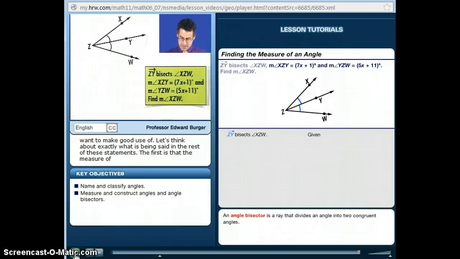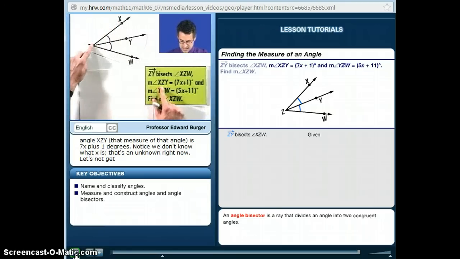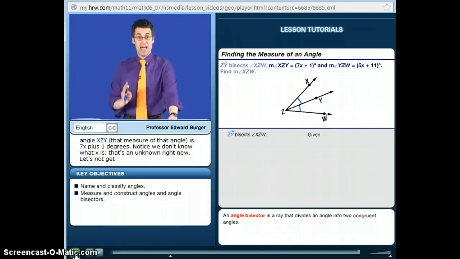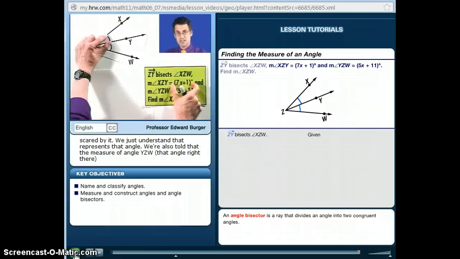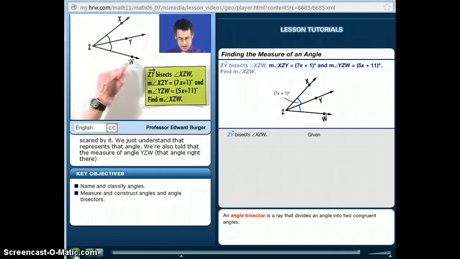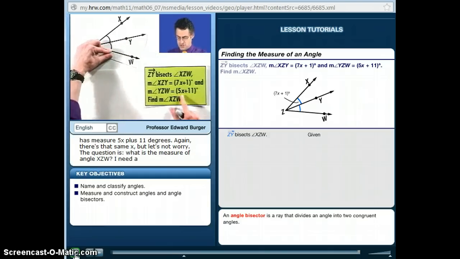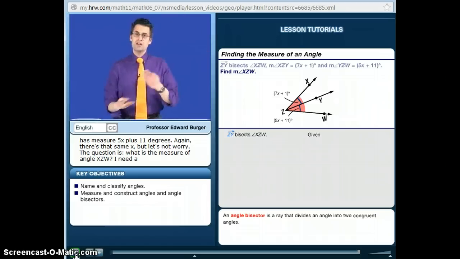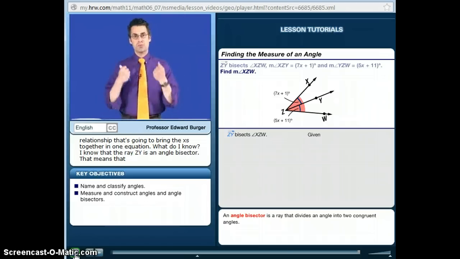The first is that the measure of angle XZY, so that measure of that angle, turns out to be 7x plus 1 degrees. Now notice we don't know what x is. That's an unknown right now, but let's not get scared by it. We just understand that that represents that angle. We're also told that the measure of angle YZW, so that angle right there, has measure 5x plus 11 degrees. Again, there's that same x, but let's not worry. The question is, what is the measure of angle XZW?